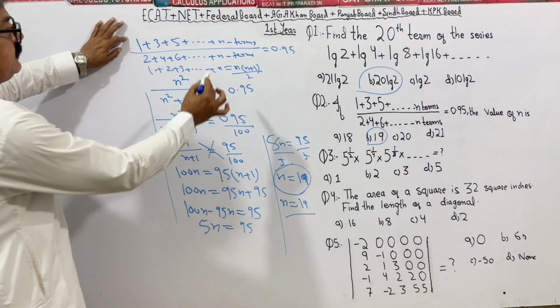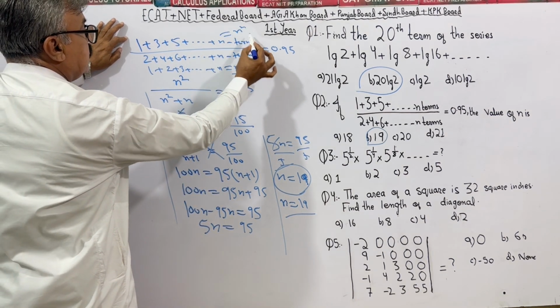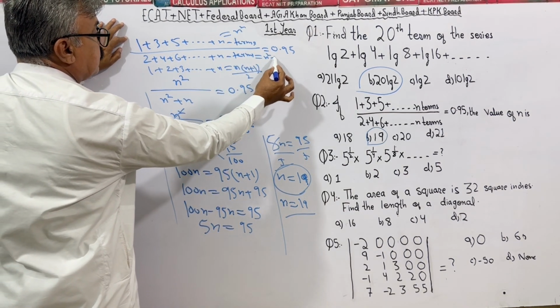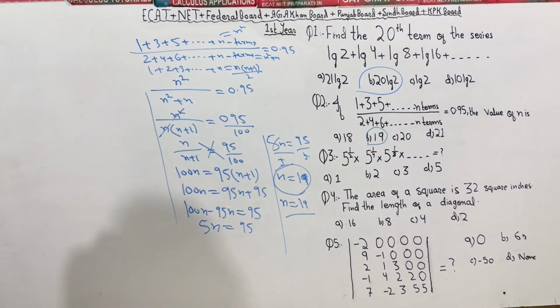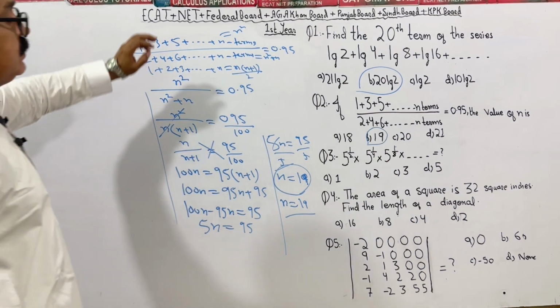Sum of odd numbers is given by n square, while sum of even numbers is given by n square plus n. Sum of natural numbers is n times n plus 1 over 2. Okay, cool. Moving towards the next question.